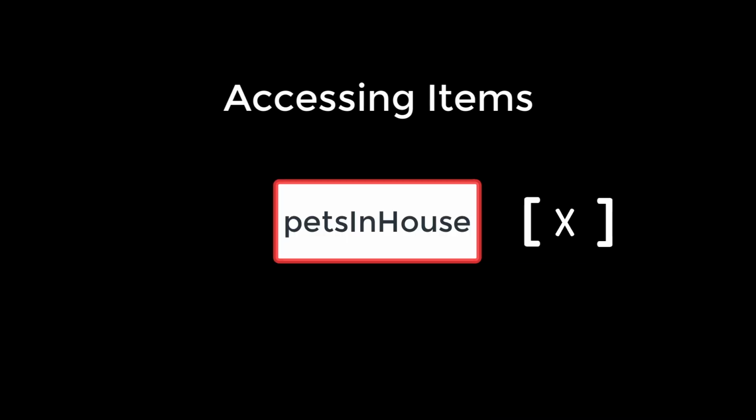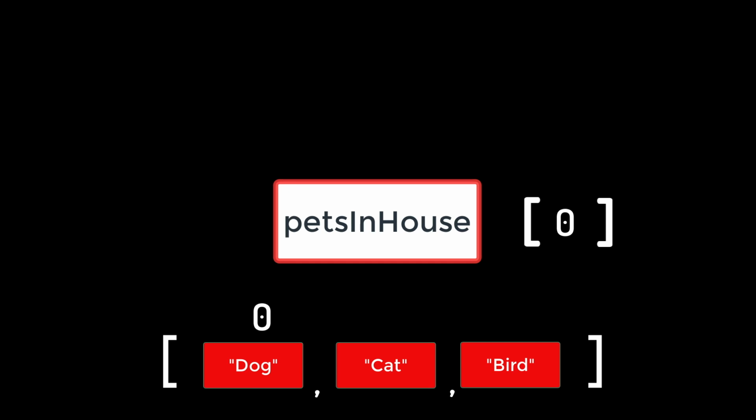We're going to call the variable, and next to it we're going to put, with our square brackets, a number, and that number will be kind of like the call number. It will access the item inside of petsAtHouse. In this case, we are trying to access dog because we are calling the number 0.